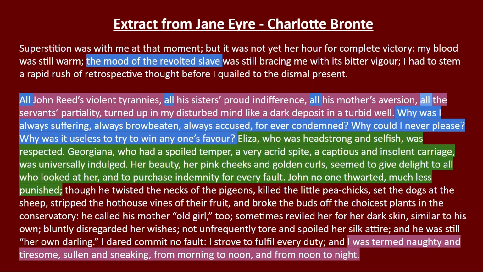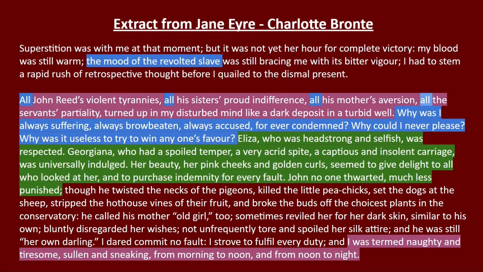And then lastly, we have the green bit, green for symbolising jealousy. So this shows how she's jealous of the rest of the family. So she talks about Eliza, who's headstrong and selfish, but she's respected. So she's respected, and that is something she is not. So she maybe is a bit jealous. And Georgiana, who had a spoiled temper, also was beautiful. She has pink cheeks and golden curls, which is something that Jane does not have. She's referred to as very plain.